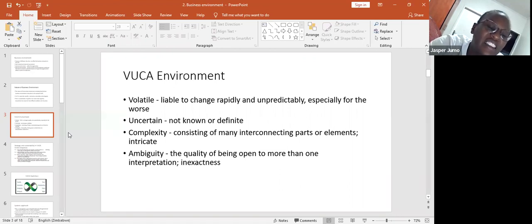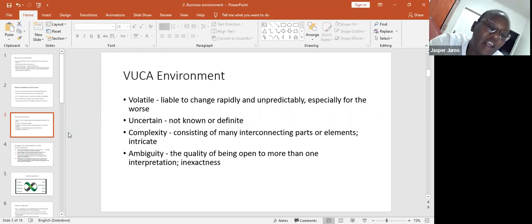It's something that can change swiftly. It can change within a second. The next thing, it's changed. So it's very unpredictable. And usually when we say something is volatile, we don't mean that it will change for the better. Usually we mean something that will change for the worse.